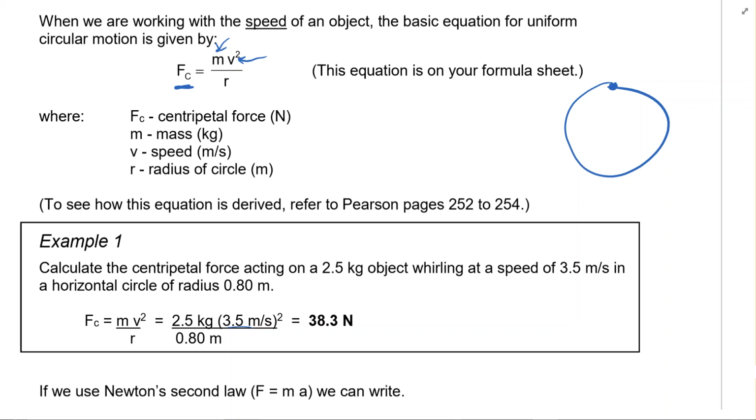our object is going in every which direction, right? It's going everywhere here. Like at this point, it's going that way. So we can only talk about the speed of this thing going around. We can't talk about the velocity because its velocity is constantly changing, right?